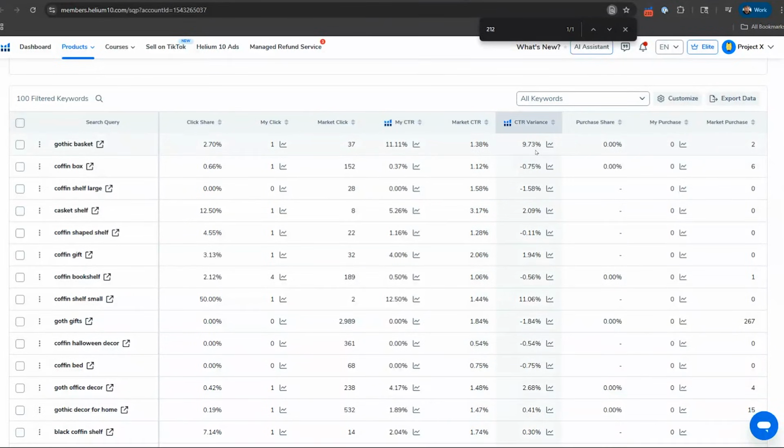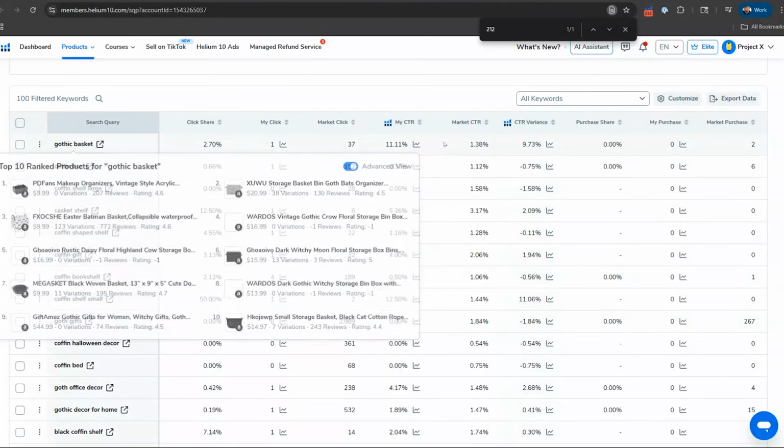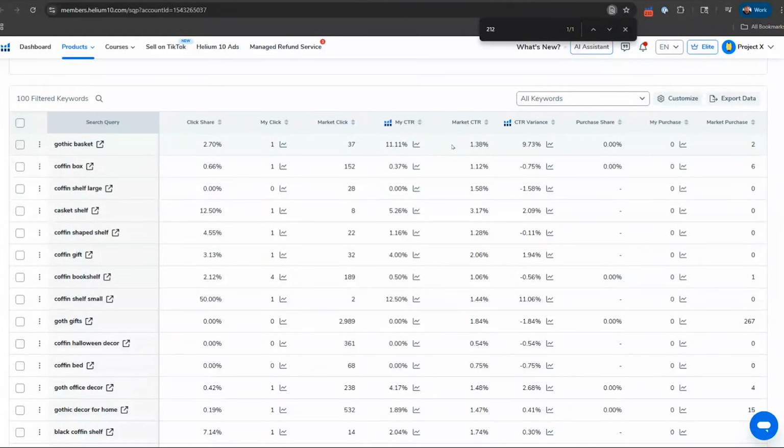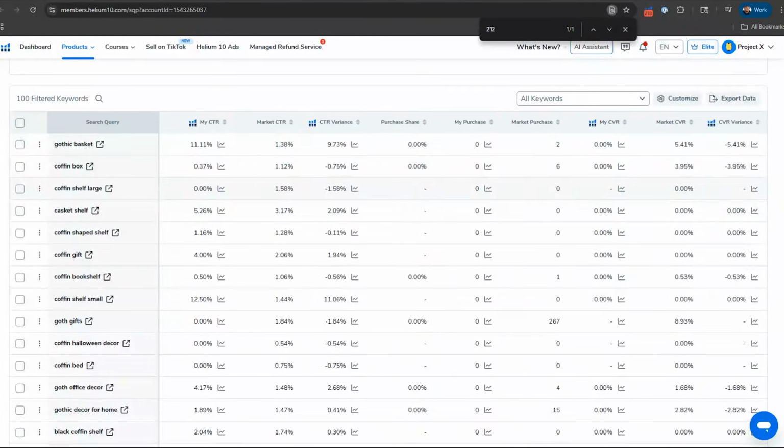This data point Amazon doesn't have, but we're just calculating it for you. So I know that people who are searching for Gothic basket really like my product way more than anything else on the page probably, all right? But I only had 2 purchases for that keyword, all right? So this is how you can read the data.